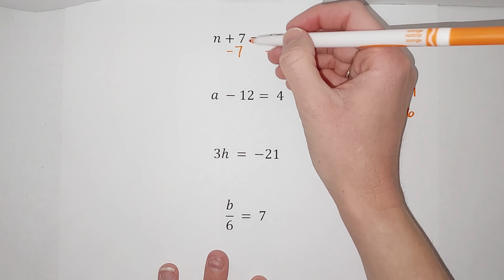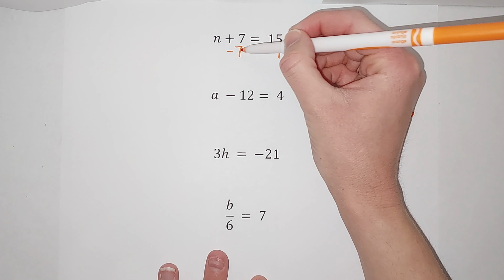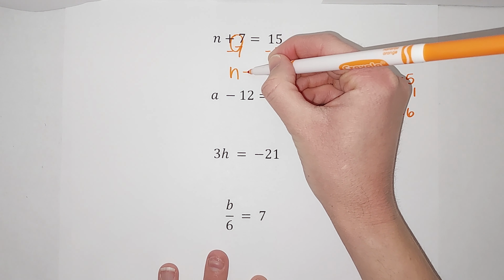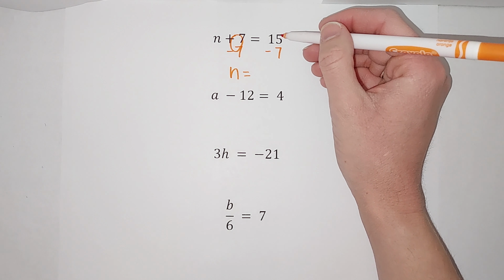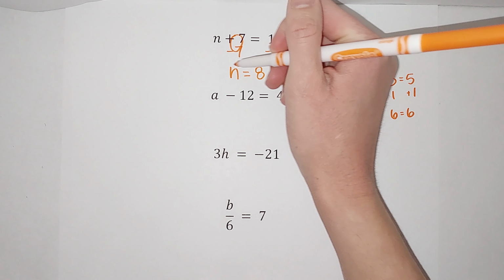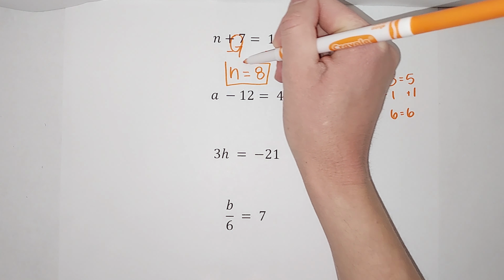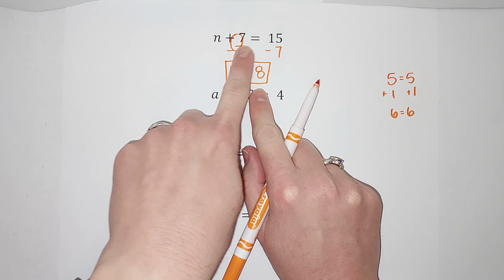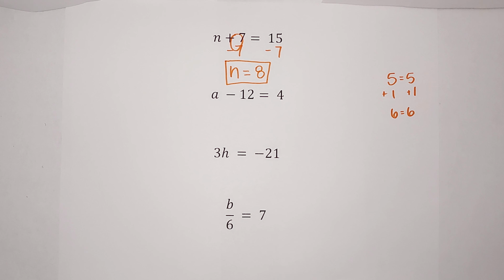Some people like to draw a line. If that helps, great. Okay, so now positive 7 minus 7 gives me 0. So I'm just left with n on this side equals 15 minus 7 gives me 8. And look at that, n equals 8. Now you can always go back and plug it back in. Is 8 plus 7 equal to 15? Yes, it is. Look at that.